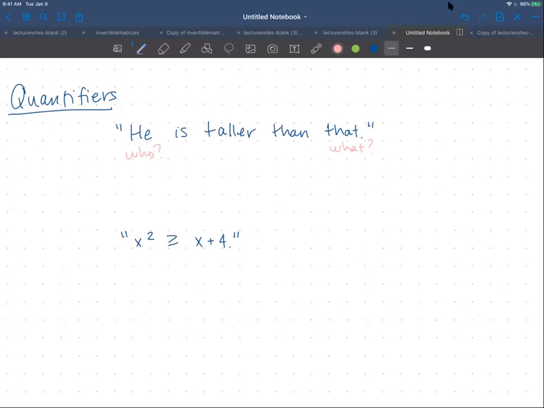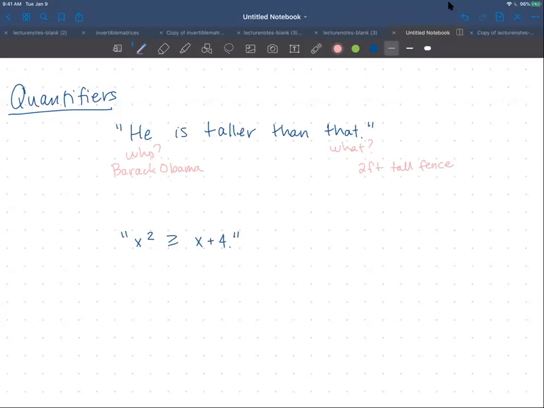But if I am somehow able to quantify the scope of this sentence to tell you what I mean by who and what, I might say, I don't know, Barack Obama is taller than that 2-foot tall fence. Then you know who I'm talking about and what fence I'm talking about, and you can say, all right, now we can tell that this is true or false. And I'm pretty sure Barack Obama is taller than a 2-foot fence. So we can say that this is a true statement. So it has a truth value.